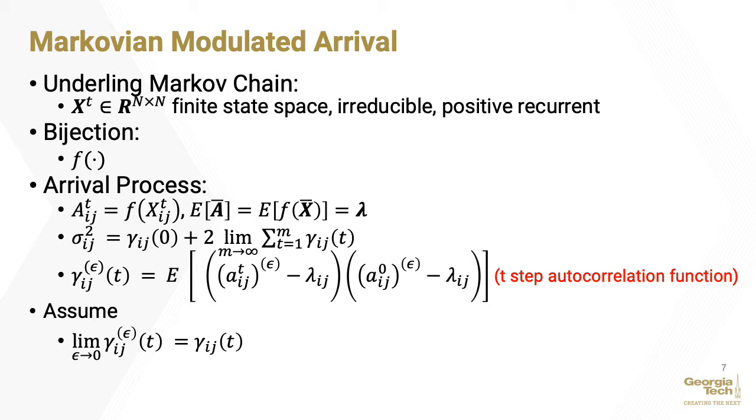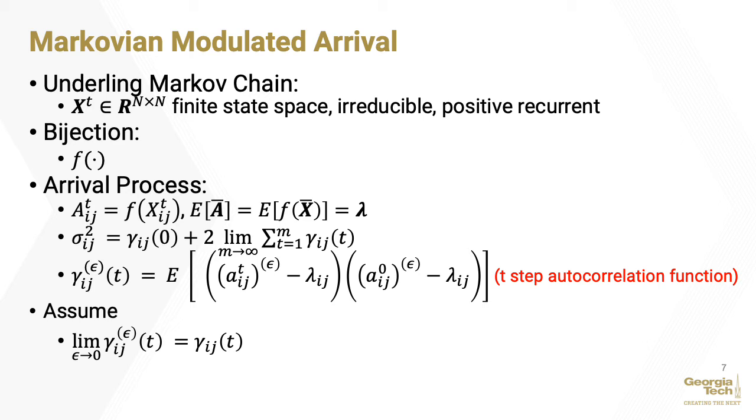Because we know that the Markov chain has a finite state space, and is irreducible and positive recurrent, that means there is a steady-state distribution, right? And we define sigma ij squared to be the variance, defined as the summation of autocorrelation functions across time. The autocorrelation function is defined as here. Actually, it is the t-step autocorrelation function of the arrival process.